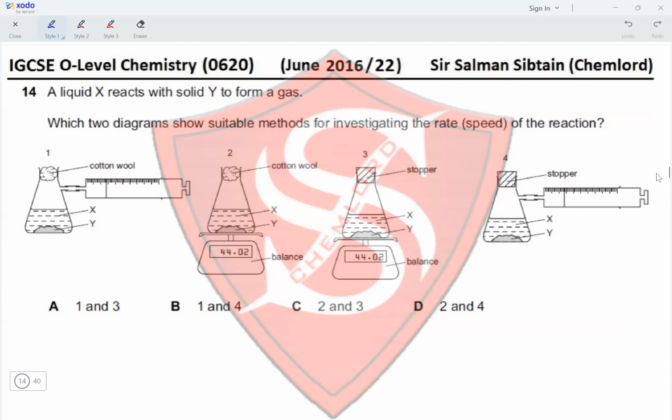In four, we've got the same setup as one, but the difference is here we have a stopper in place, so the gas would be collected in the gas syringe. And in setup one, we have cotton wool, so the gas would escape through the cotton wool and will not get collected in the gas syringe. So setups one and three cannot be used for measuring the rate of reaction, whereas we can measure the rate of decrease in the mass using setup 2 and the rate of collection of gas using setup 4. Since setups 2 and 4 can be used, option D is the correct option for this question.